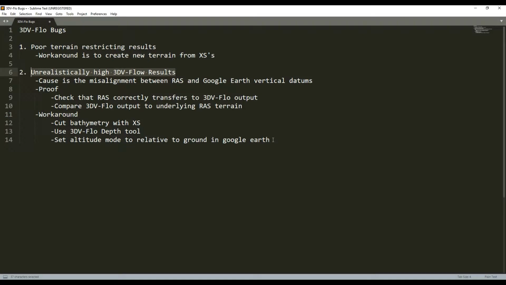So that does it for the two bugs, two known bugs of 3D vFlow. If you have any other comments, concerns, or questions, feel free to reach out. Thank you.